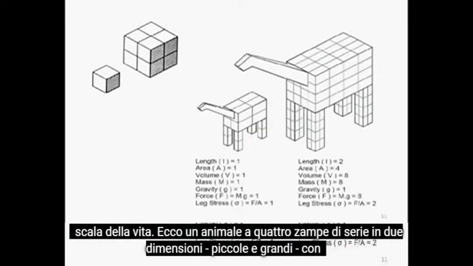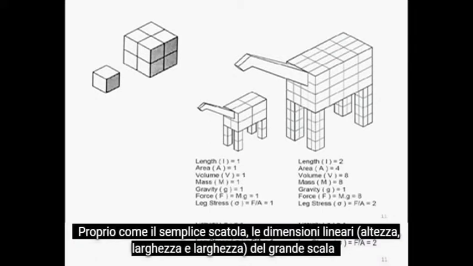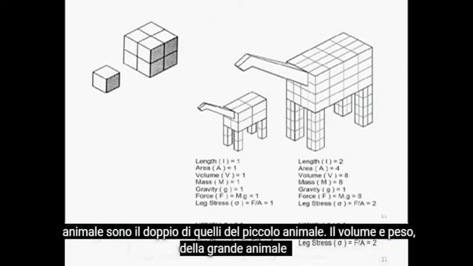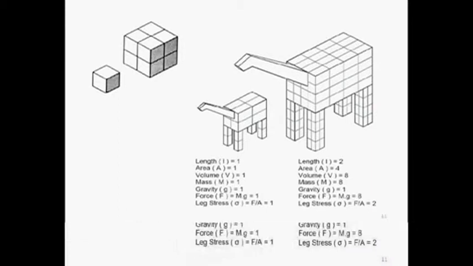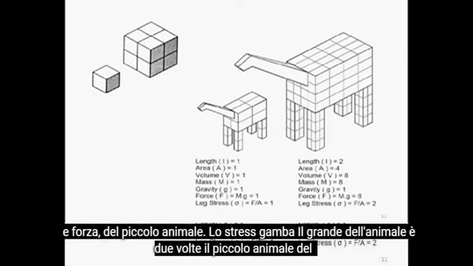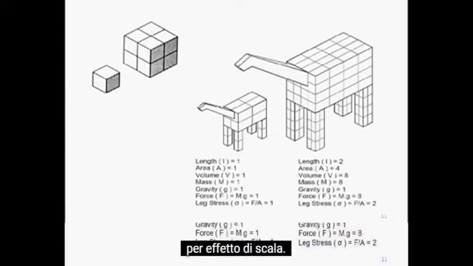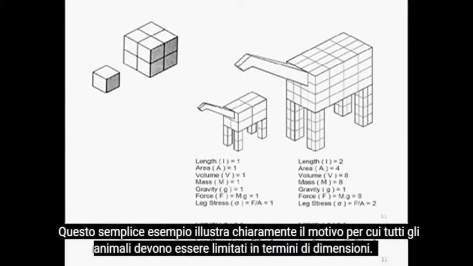Here is a standard four-legged animal in two sizes, small and large, with the weight of each animal supported on its four legs. Just like the simple box, the linear dimensions, height, width and breadth, of the large-scale animal are twice those of the small animal. The volume and weight of the large animal is eight times the small animal, but the legs of the large animal are only four times the area and strength of the small animal. The large animal's leg stress is twice the small animal's leg stress because the weight of the large animal has increased quicker than its strength due to the scale effect. This simple example clearly explains why all animals must be limited in size.